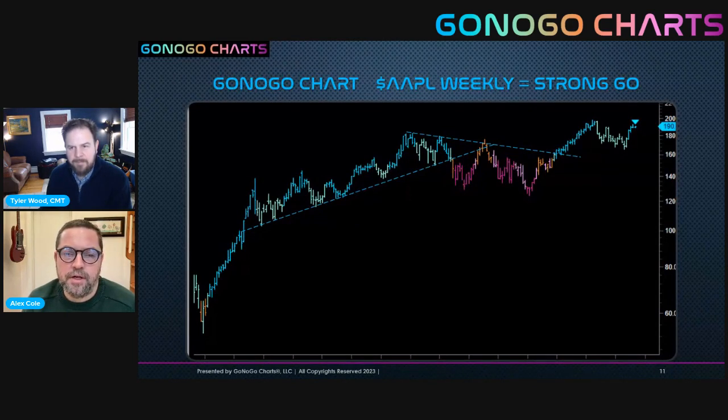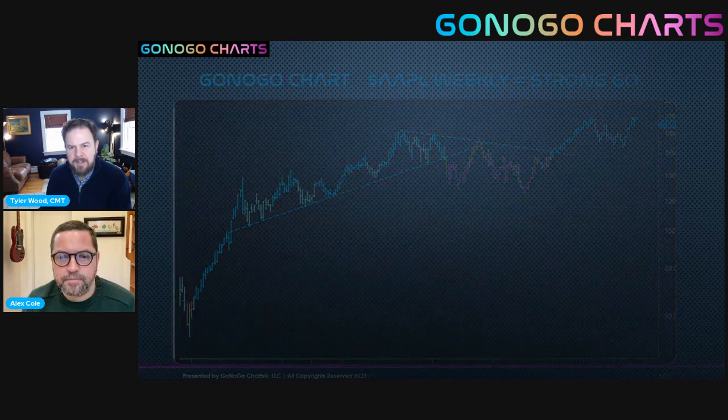When that was finally broken, it broke a trend line. We saw a no-go period there as price moved in a series of lower lows and lower highs. And then again, when it returned to a go trend, breaking above now a downward sloping trend line, we know the go trend is back in place. That's the weekly chart of Apple. Let's dive down to the daily chart, Alex.